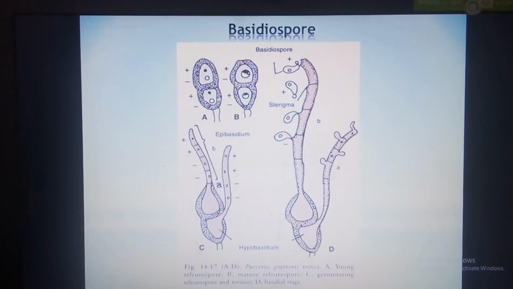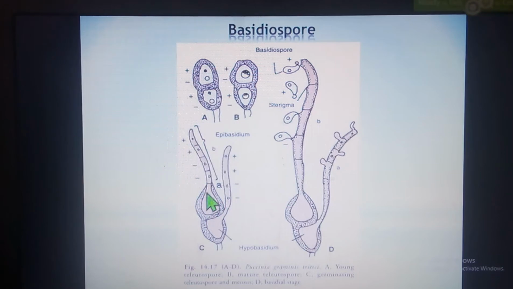Now the basidiospore, I had mentioned how it forms, how the teliospore germinates. So it develops on the germination of the teliospore. Okay, you can see here the teliospore when it germinates through the germ pore, you can see here the two germ pores. The germ tube will emerge through these germ pores, and what will happen?